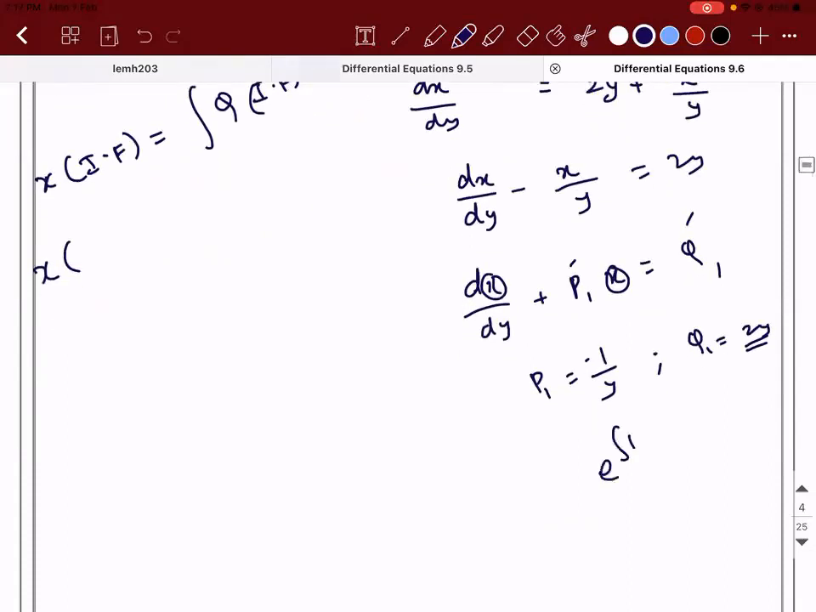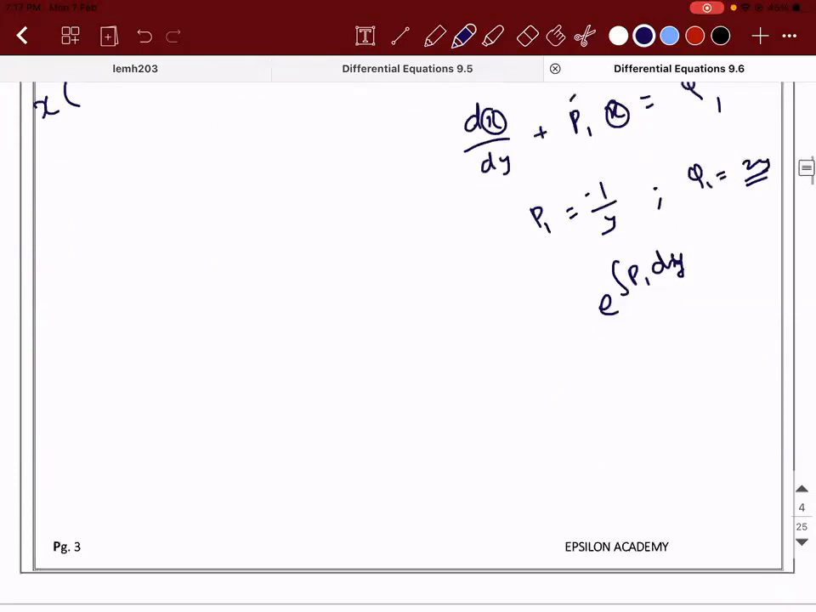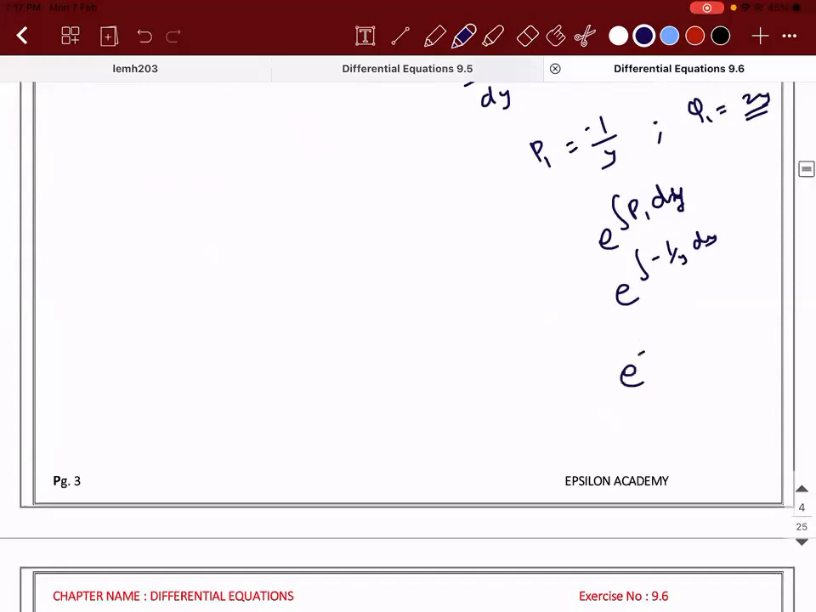So x into, what is the integrating factor? Integrating factor is e power integral of p1 dx. Sorry, p1 dy. So e power integral of p1, which is minus 1 by y, dy. E power minus of 1 by y dy is ln y. So e power ln of y power minus 1. So what is this? This is y power minus 1.